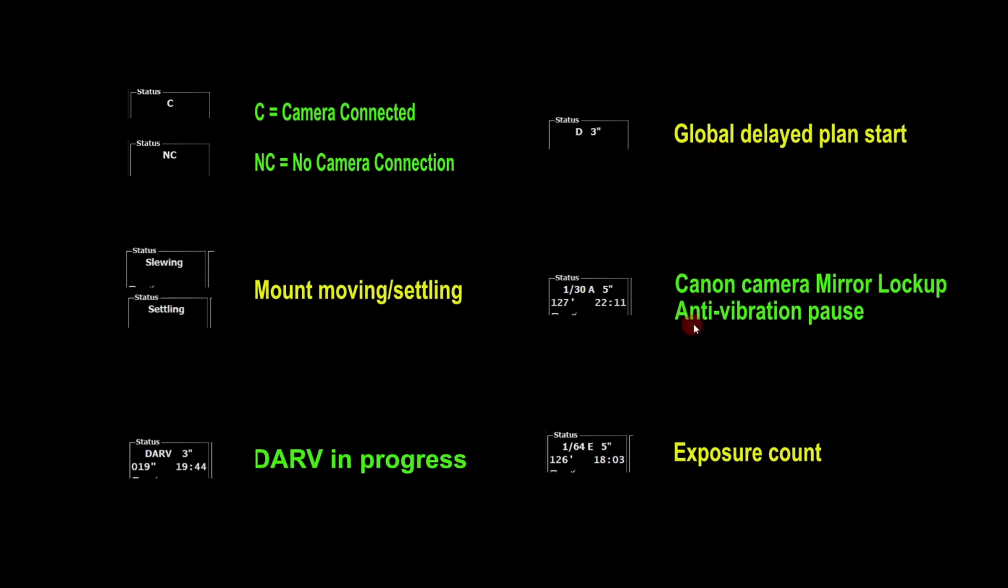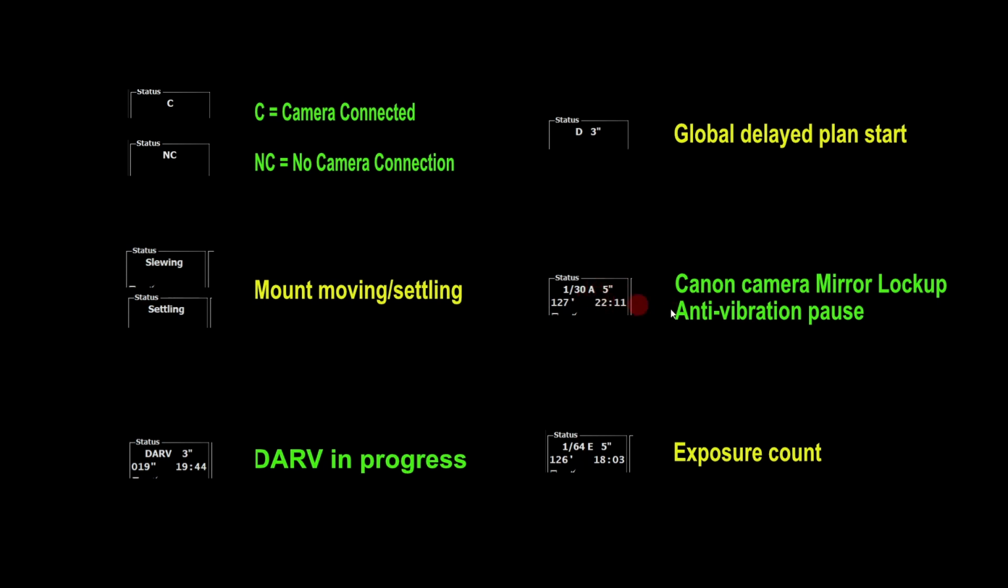Next is if you have a Canon camera connected and you've enabled in your settings mirror lockup control, and you set an anti-vibration pause at the bottom of the camera tab while you have the Canon camera connected, you'll get a little A, and whatever your pause is set to in the anti-vibration pause will be displayed as a countdown for that.